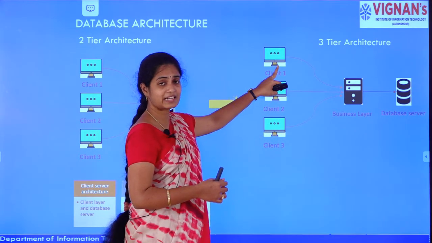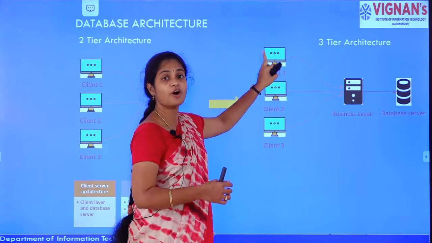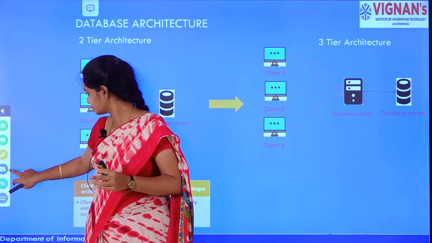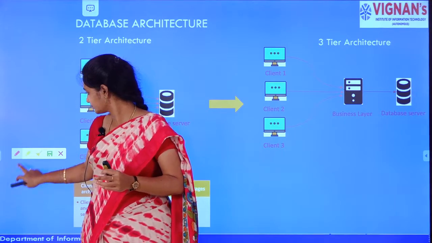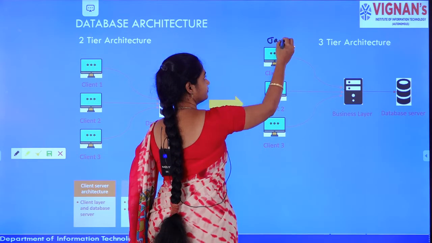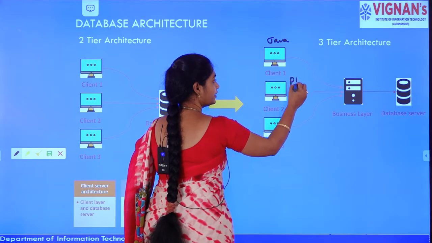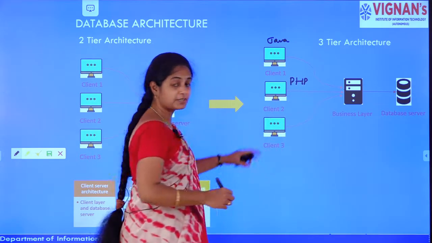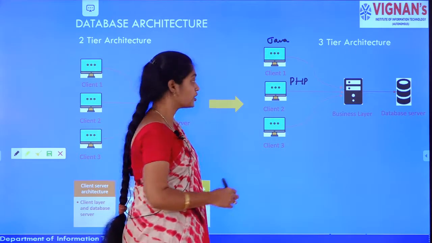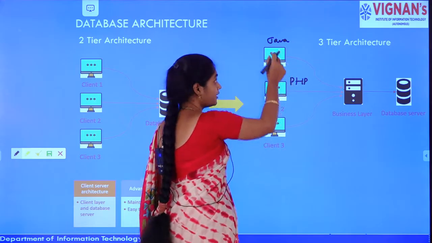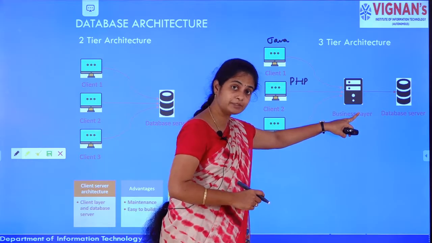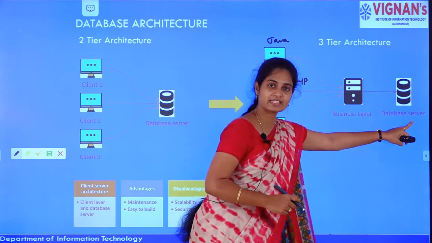For example, this client machine may run applications on Java, this machine may run on PHP, and this machine may run applications using other programming languages. Using these applications, we will be establishing the connection using the business layer. At the same time, this will invoke the database server too.